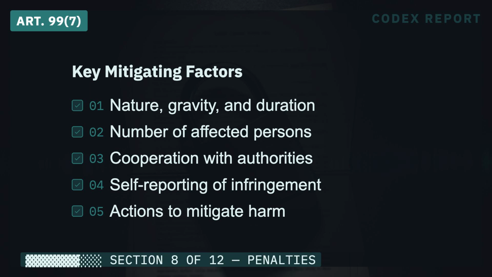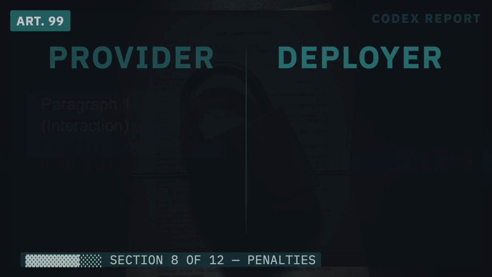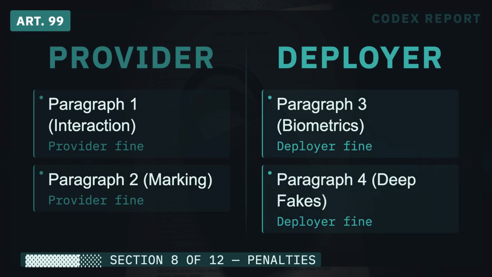Article 99, paragraph 7, provides 10 factors that authorities must consider when determining whether to impose a fine and at what level. These include the nature, gravity, and duration of the infringement, the number of affected persons, whether the operator cooperated with authorities, the degree of responsibility taking into account technical and organizational measures implemented, whether the operator self-reported the infringement, and any action taken to mitigate harm.